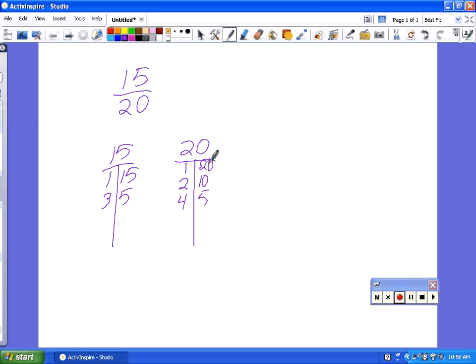So, there are the factors of 15 and 20. What is the greatest common factor? Greatest common factor of 15 and 20. Madison? 1. No. 5, there you go. So we take that greatest common factor and we divide both the numerator and the denominator by the greatest common factor, and we get 3/4. So 15/20 in simplest form is 3/4.